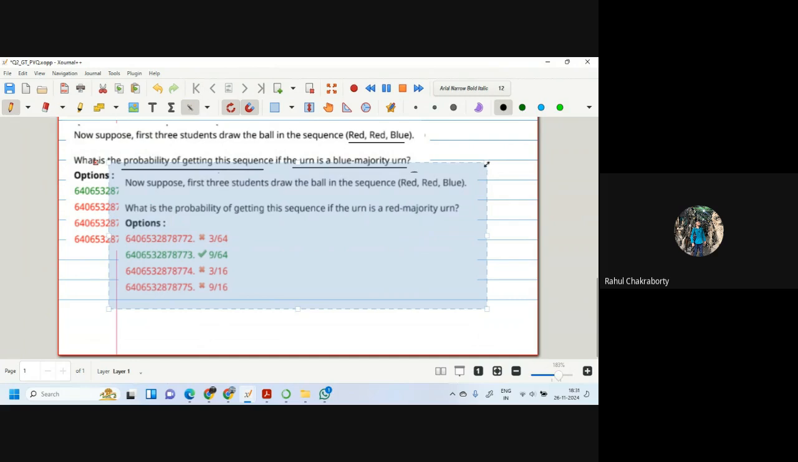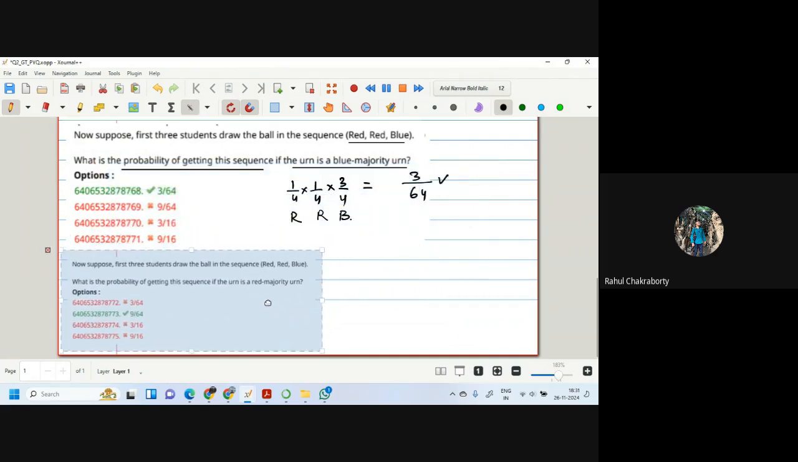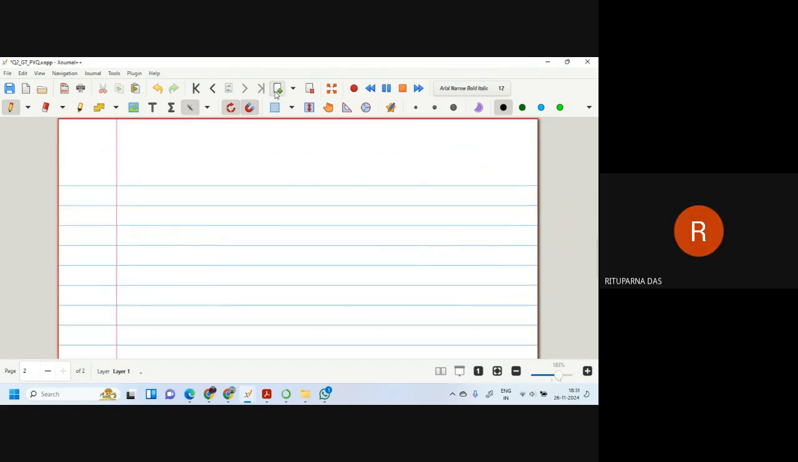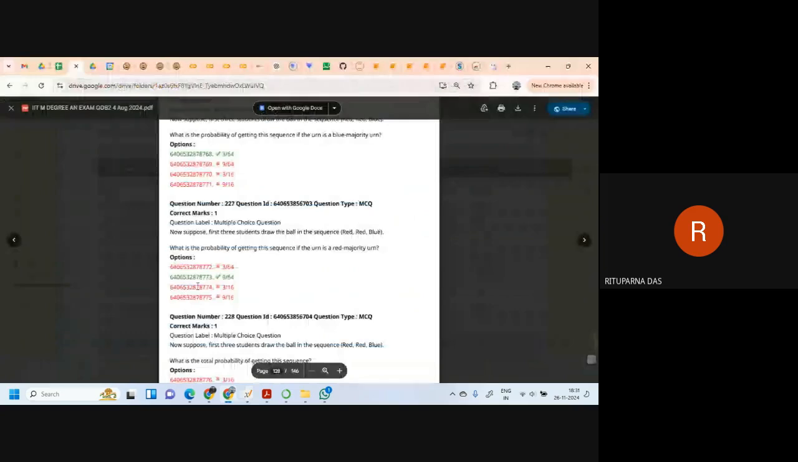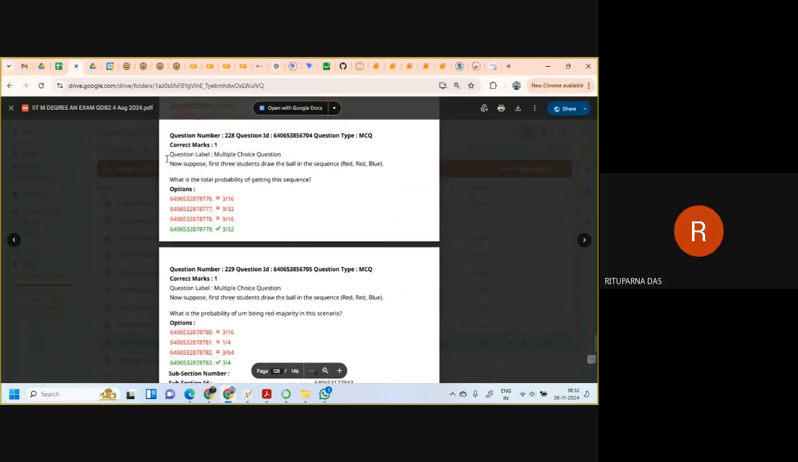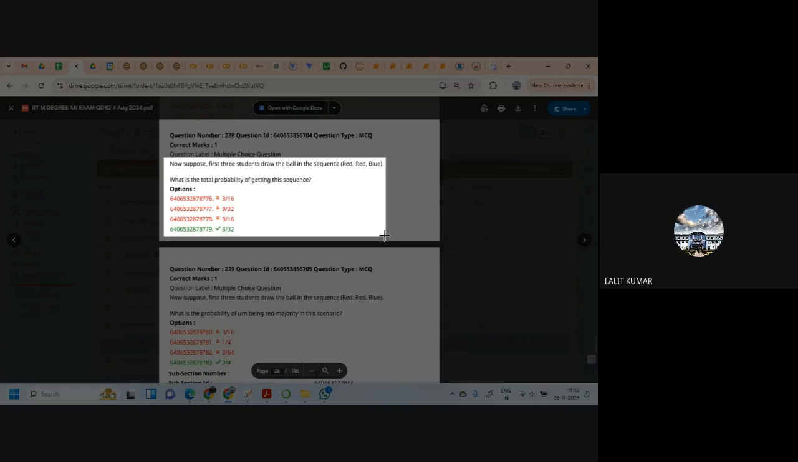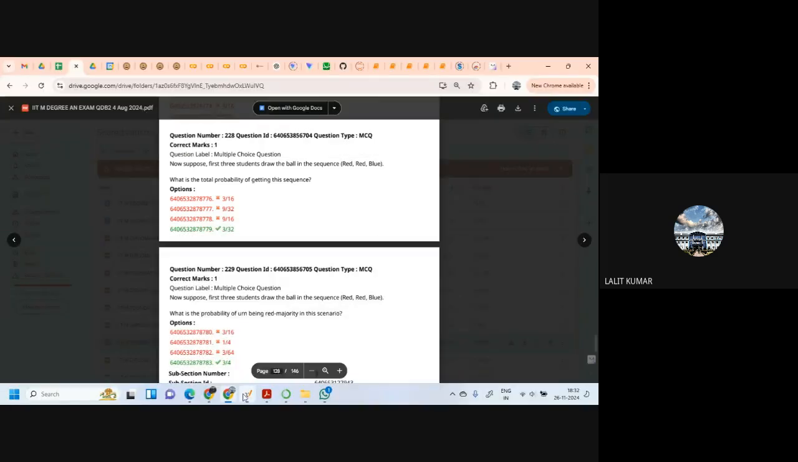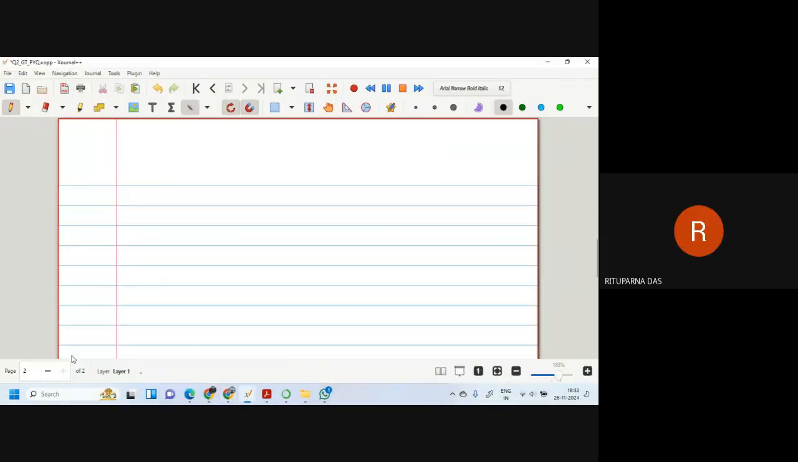What's the probability of getting the second one, the red majority urn? Red, red, blue. So from red majority, it will become 3 by 4, 3 by 4, 1 by 4. So 9 by 64. These are easier, yes. Yesterday we had solved this, so that made it easy.